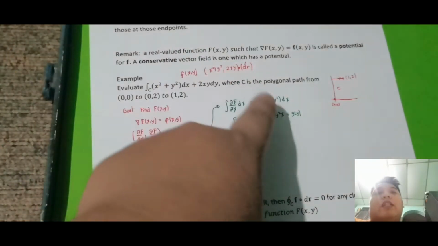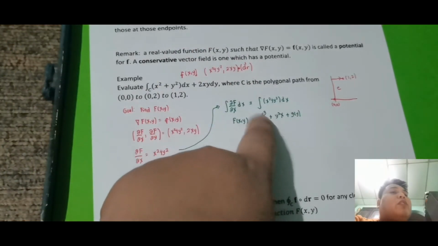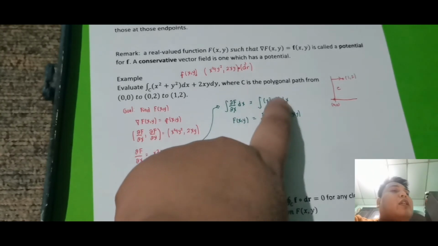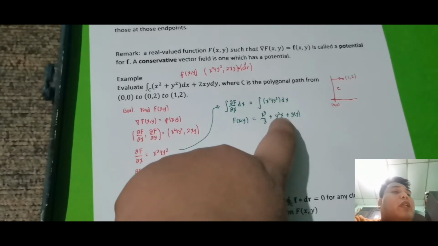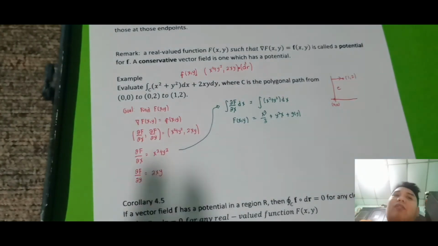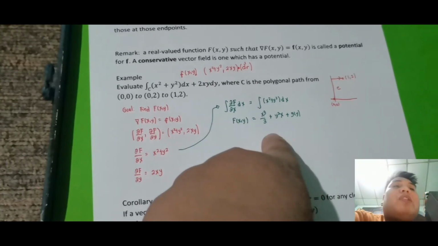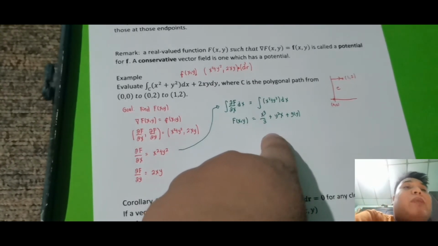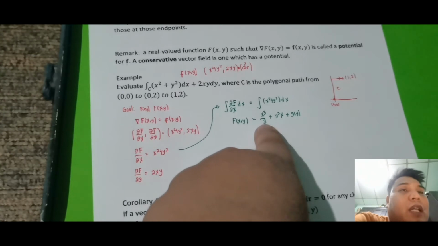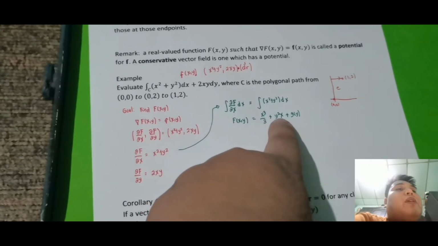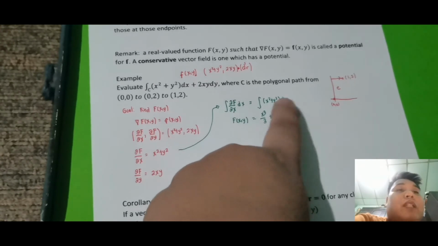The integral of x squared with respect sa x is x cubed over 3. The integral of y squared dx is equal to y squared x plus g of y. So bakit meron nakalagay na g of y? Ito lang ang idea ko. Pag dinifferentiate ko siya, or pinartial derivative ko with respect sa x, ano mangyayari? Ang partial derivative ng x cubed over 3 with respect sa x is x squared. Ang partial derivative ng y squared x with respect sa x is just y squared.